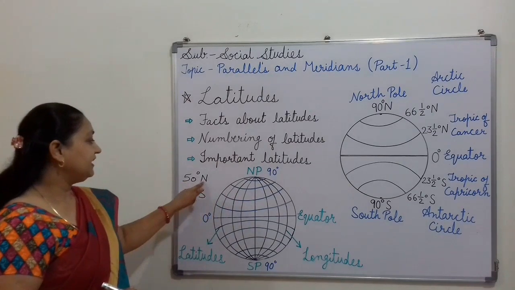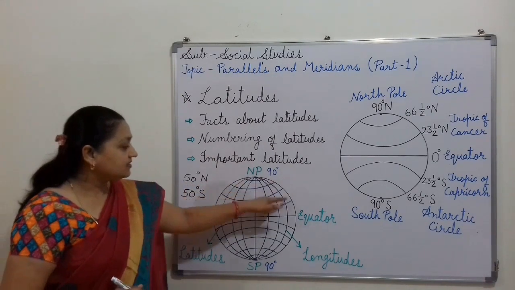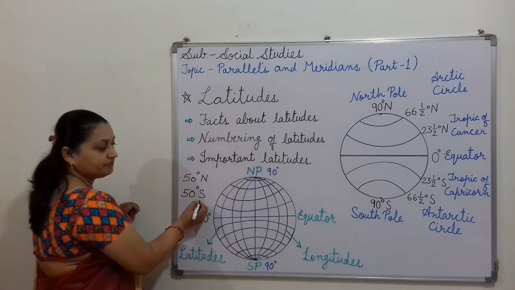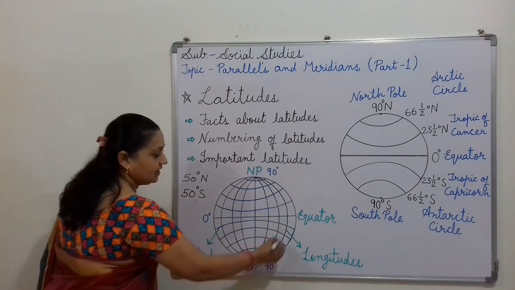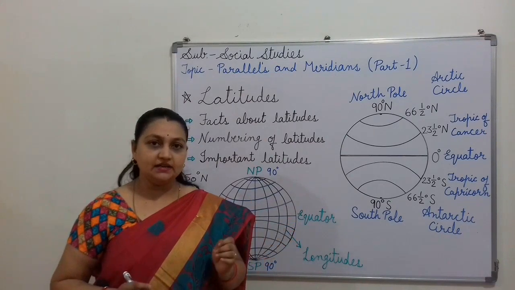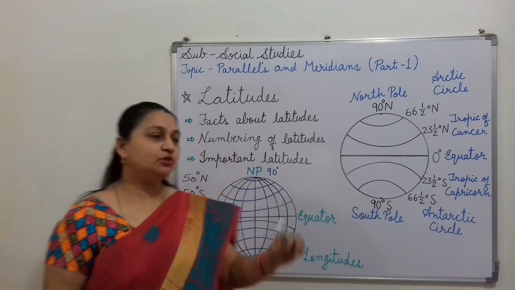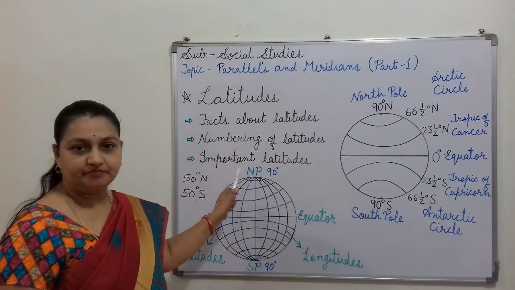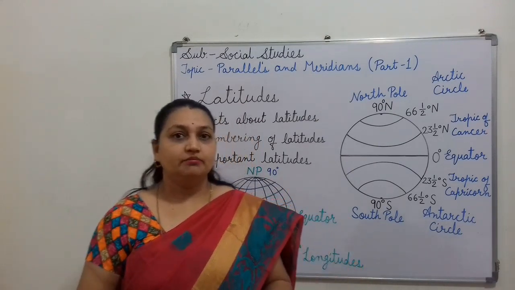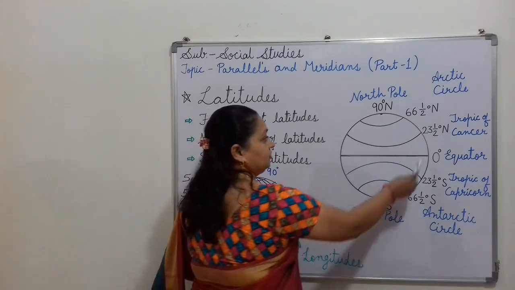For example, 50 degree north. It means that it lies in the Northern Hemisphere. Here is 50 degrees south, means it lies in the Southern Hemisphere. All the latitudes are marked at an interval of 1 degree. Now come to the important latitudes. Though there are a total of 181 latitudes, some important latitudes are there. For this, you look at this figure.